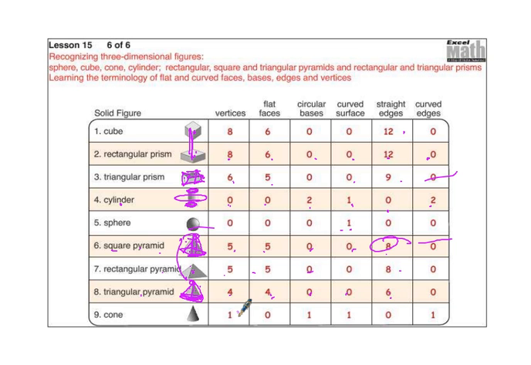The cone has 1 vertex right up at the top, has no flat faces because there are no shapes that are polygons in there, no straight lines forming a triangle or bigger. And then we have 1 circular base down here at the bottom. We have 1 curved surface that goes around the whole thing, and no straight edges, and 1 curved edge, and that's the one down here at the base that connects the base of it to the actual cone part.